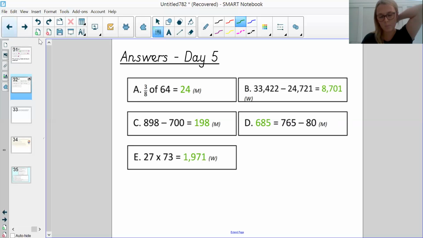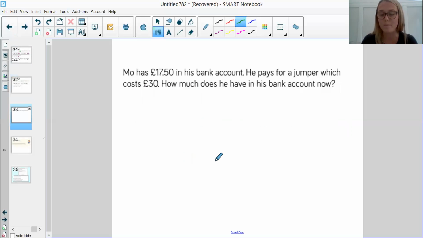Okay, so moving on to today's learning, we're going to be looking at negative numbers in the context of money. So I'll do this first question. You'll work through the next couple with me, and then you've got some to try on your own. So Mo has £17.50 in his bank account. I'm just going to underline the important information as I go. He pays for a jumper which costs £30. How much does he have in his bank account now?